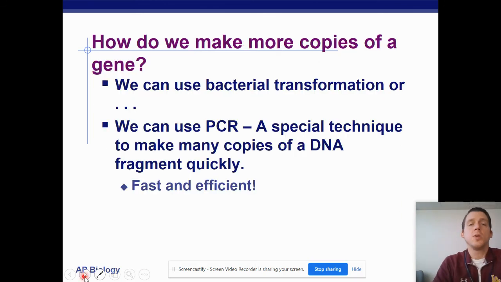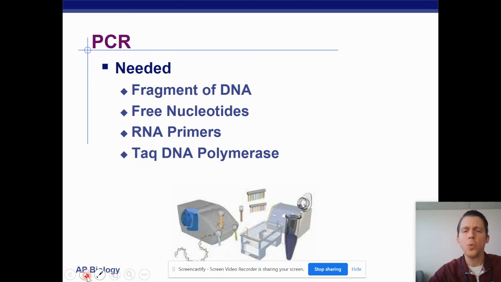We can also use a special technique called PCR to make more copies of a gene. So down here in the second bullet point, it says, PCR is a special technique. We use a machine to make many copies of a DNA fragment very quickly. It's very fast and it's very efficient. What do you need to do PCR? You need the fragment of DNA you care about. We need free nucleotides because we're going to be making more DNA, so we need many free nucleotides.